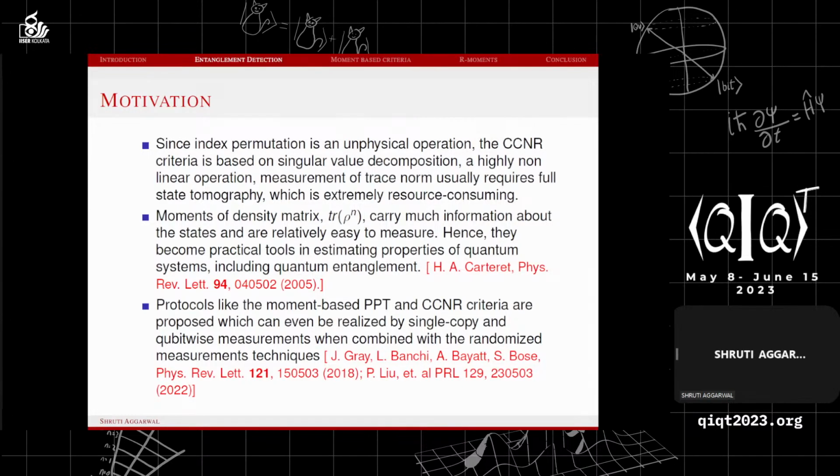Measurement of trace norm usually requires full state tomography, which is resource consuming. So we need more operational criteria that are experimentally friendly or feasible. Recently there are some works based on the moments of the matrix, and it has been shown that the moments of the matrix carry much information about the states and are relatively easy to measure. Some of the references are given here, where how moments can be calculated and how it can be done in the experiments.